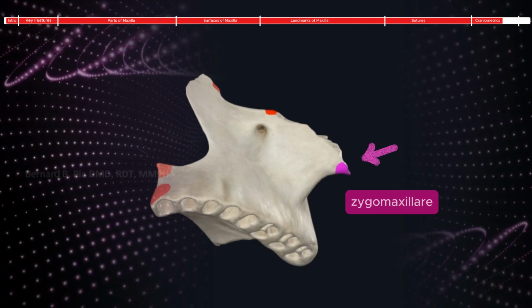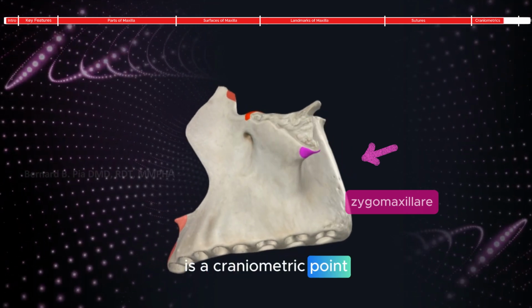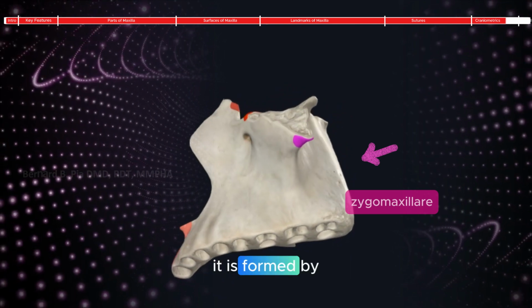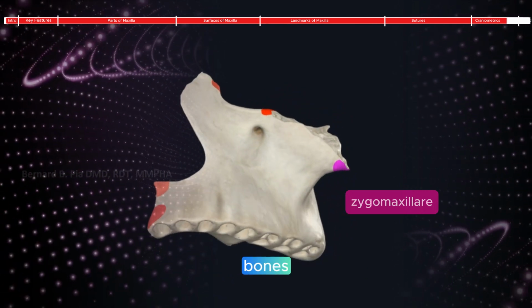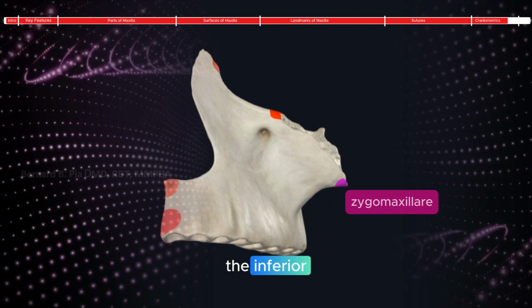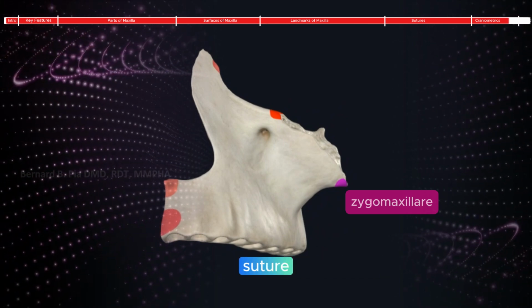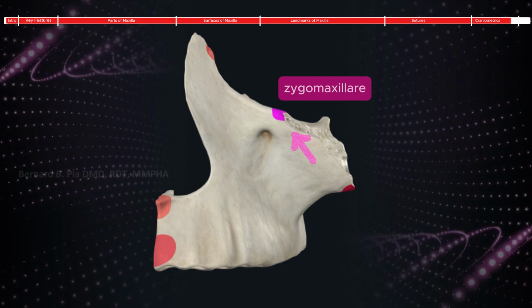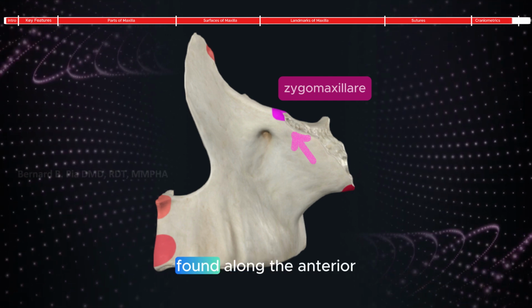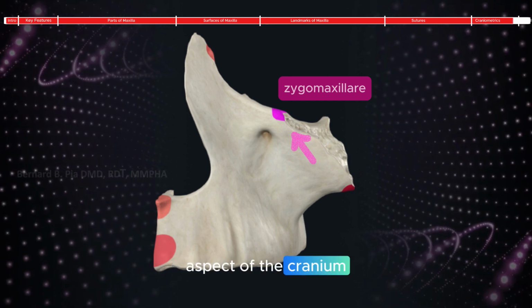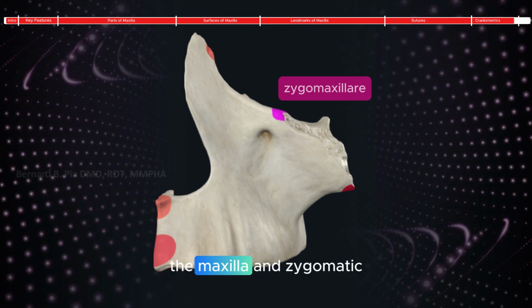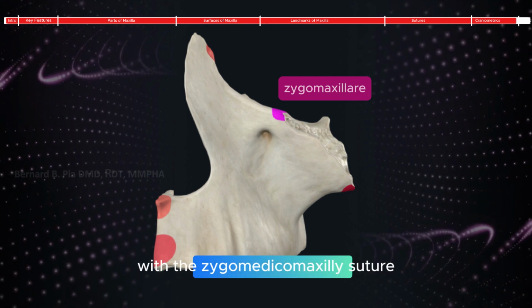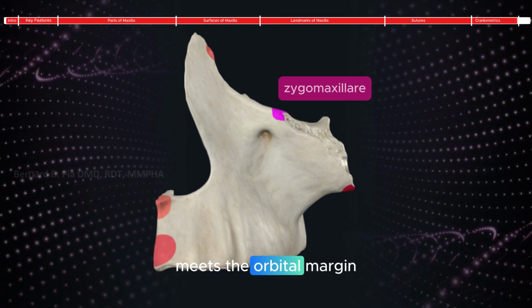4. The zygomaxillaire is a craniometric point found along the anterior aspect of the cranium. It is formed by the maxilla and zygomatic bones and is located at the inferior end of the zygomaticomaxillary suture. 5. The zygoorbital is a craniometric point found along the anterior aspect of the cranium. It is formed by the maxilla and zygomatic bone and is located at the area where the zygomaticomaxillary suture meets the orbital margin.